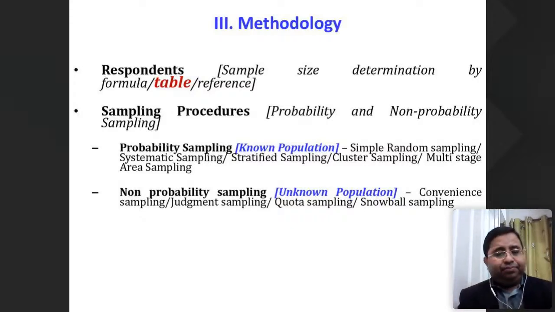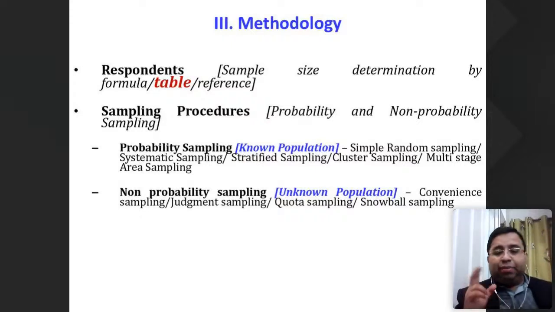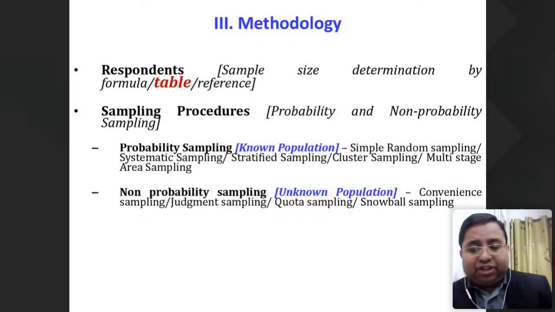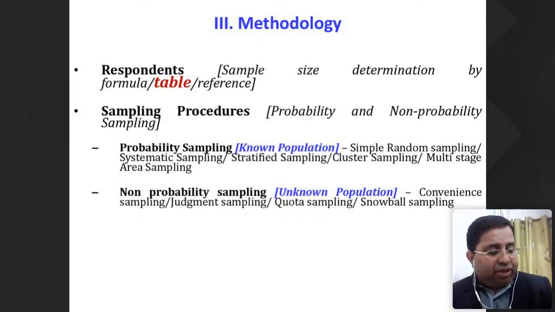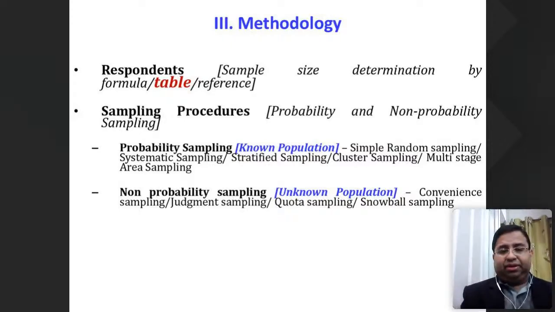One is the formula. If you would like to apply the formula, there are two types of formula: one for a known population and one for an unknown population. So first of all, you have to decide whether your population is known or unknown. Based on that, you have to decide which formula you can apply.